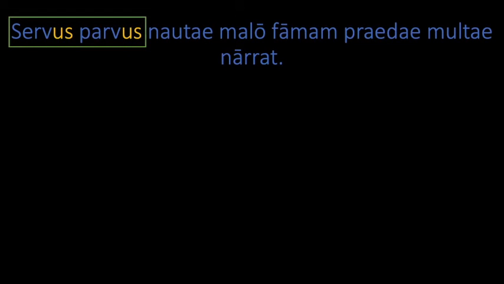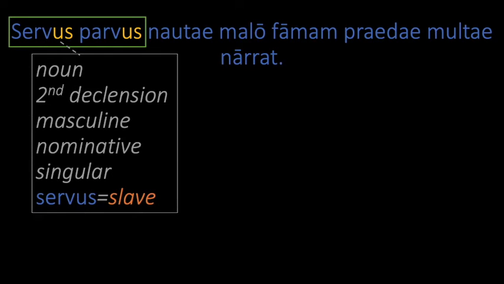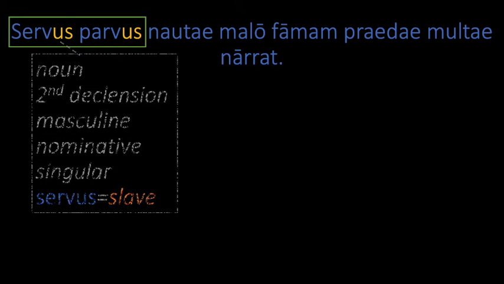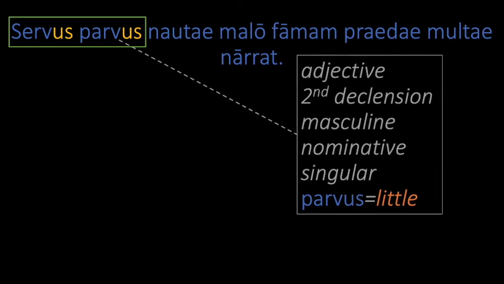Now for our next example. Servus parvus nautae malo, famam praedae motae narrat. The first phrase is servus parvus. Servus is a masculine noun in the nominative singular, meaning slave. Parvus is an adjective with the masculine second declension nominative singular ending. Since it agrees with servus, we read it as an attributive adjective. Its meaning is little, so this phrase means the little slave.